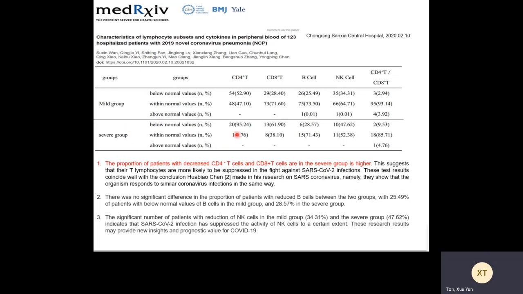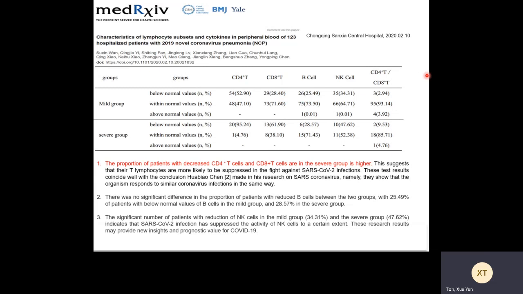higher. We can see that 95.24% of patients have low CD4 counts in the severe group and 52.9% in the mild group. 61.9% have low CD8 counts in the severe group and 28.4% in the mild group.